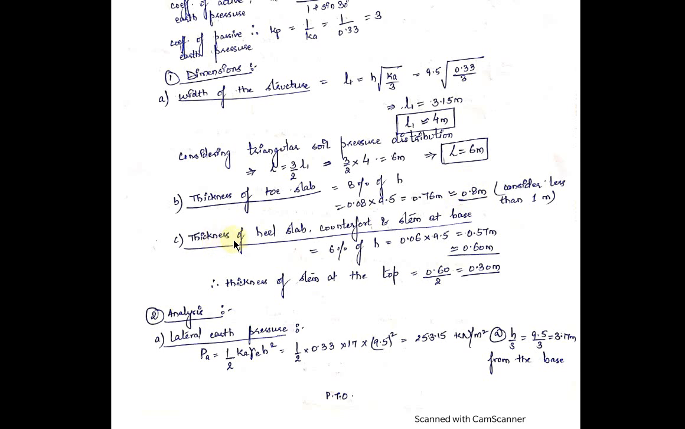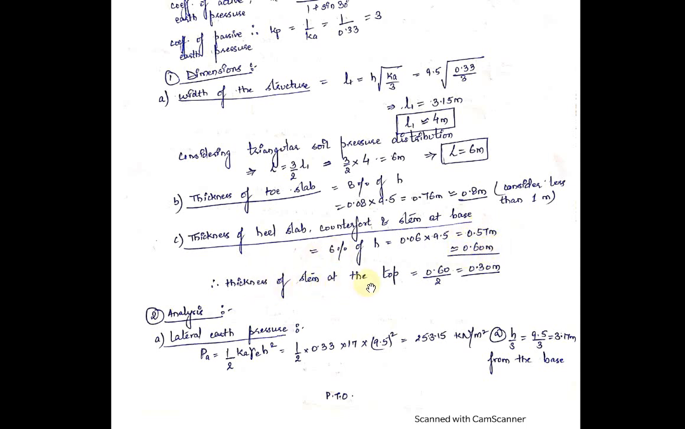Now the next dimension of the retaining wall is the thickness of the heel slab, counterfort and stem at base. So we take the thickness of the heel slab, counterfort and the stem at base as 6% of the total height. Therefore, we will get 0.57 meters. So we will increase it to the next nearby value, that is 0.6 meters.